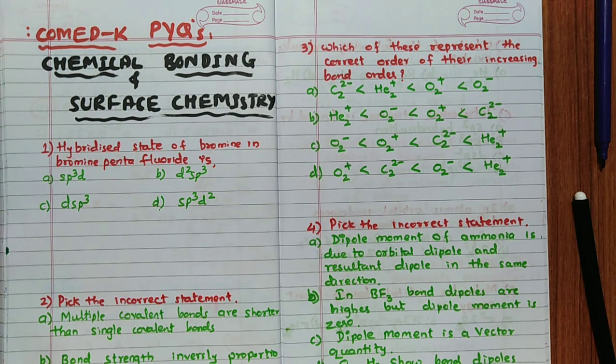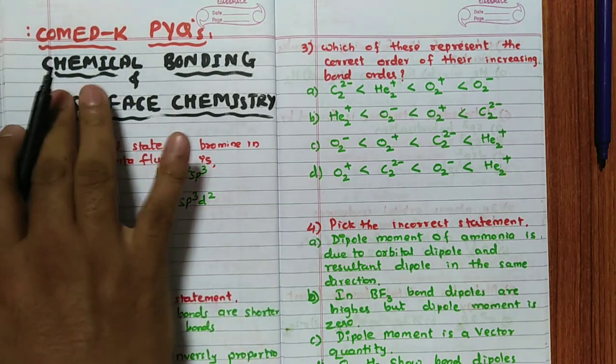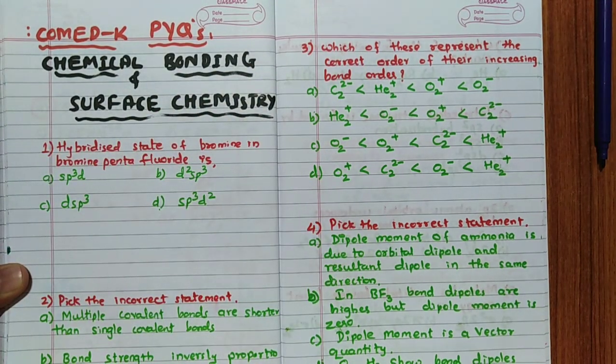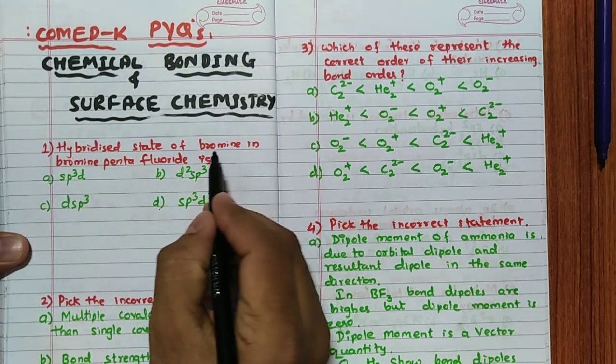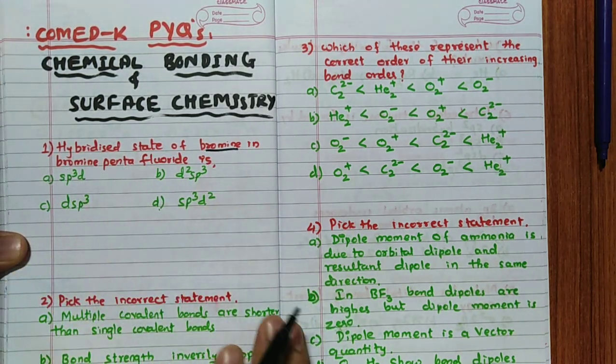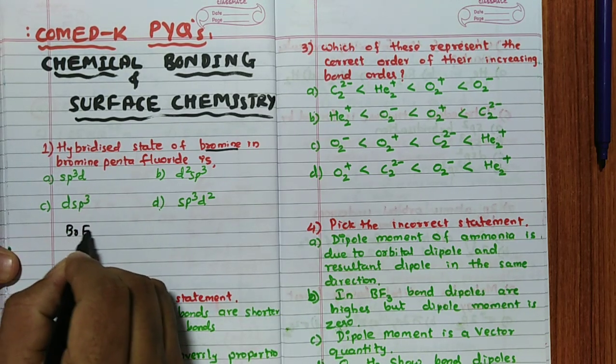Namaste friends. In today's Comet previous year questions, I have taken chemical bonding and surface chemistry chapter. So, hybridization state of bromine in bromine pentafluoride is, see, bromine pentafluoride formula is BrF5.